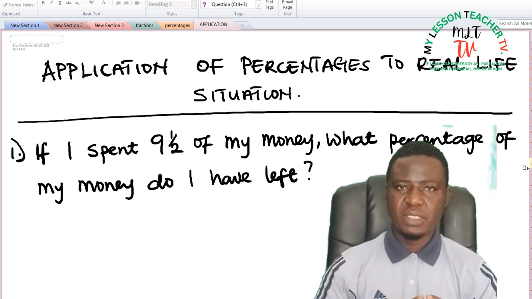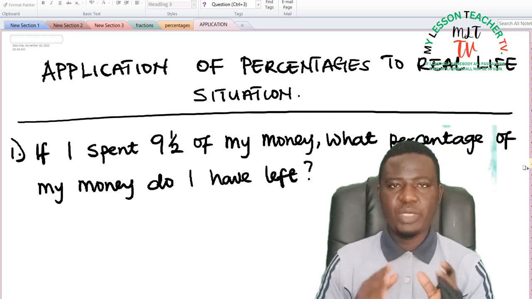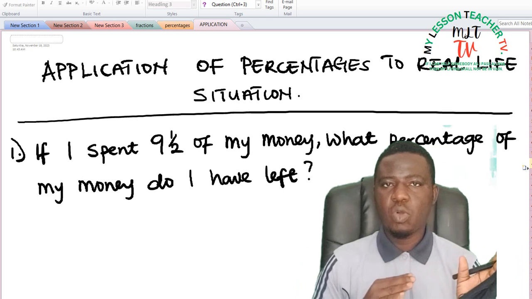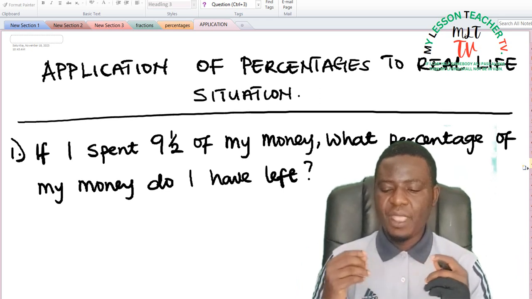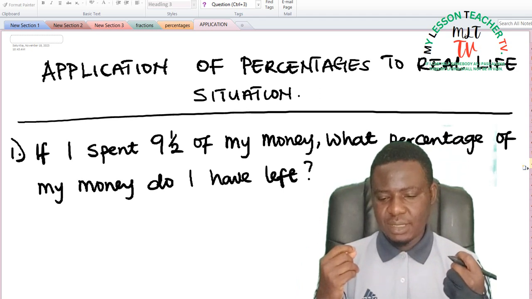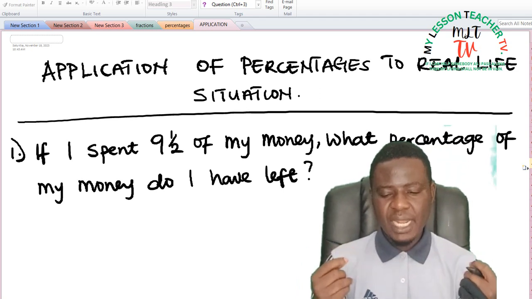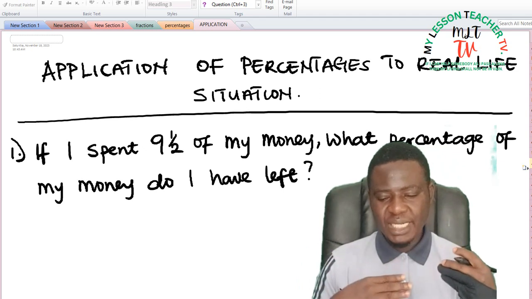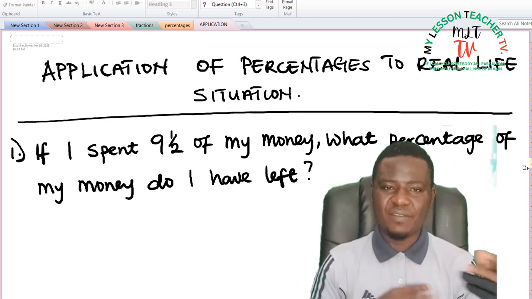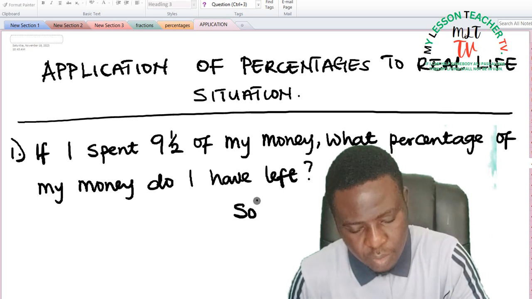In this exercise, we shall be looking at word problems leading to percentages. And question 1 says, if I spent 9.5 of my money, what percentage of my money do I have left? Solution.